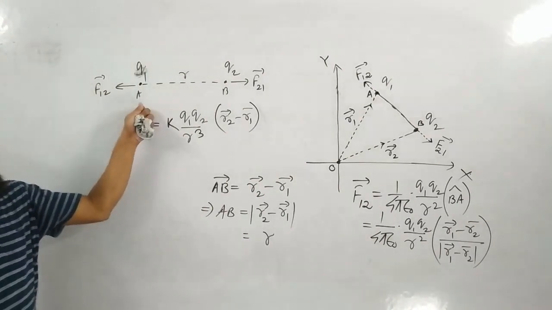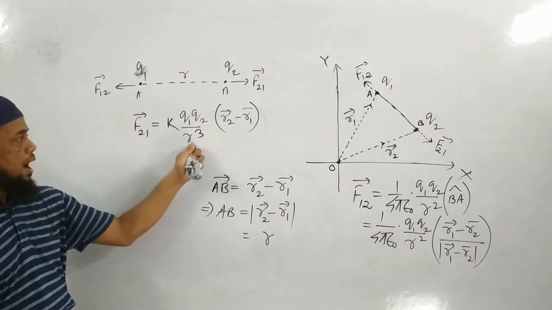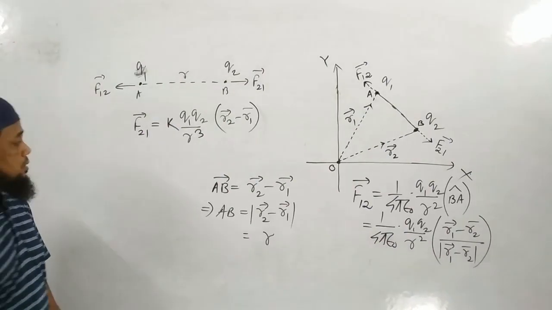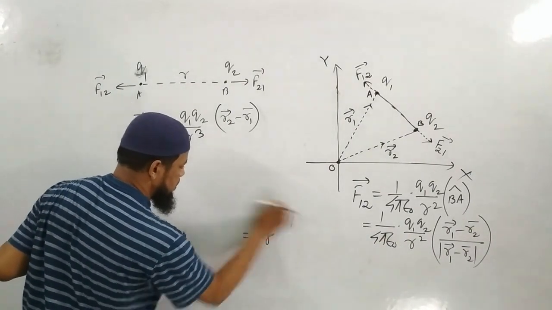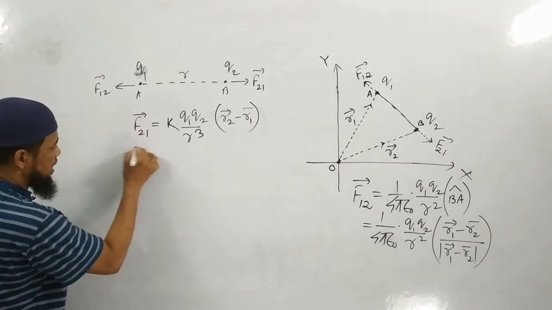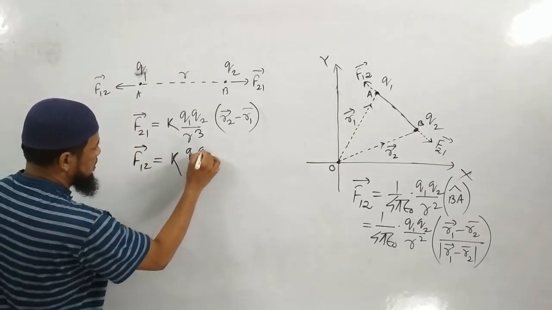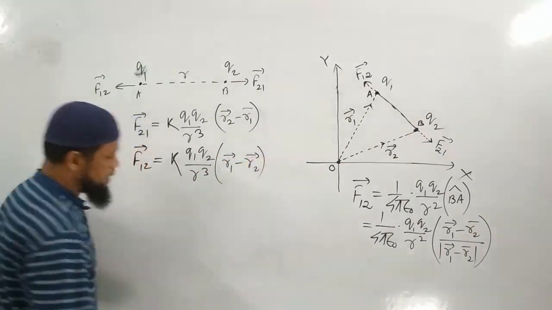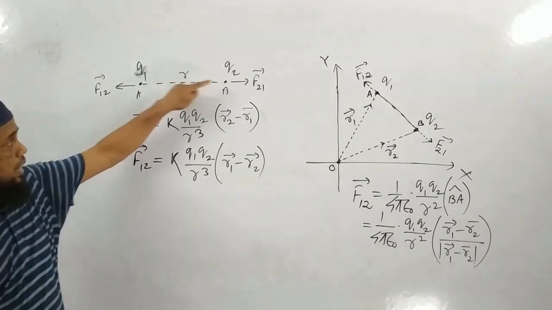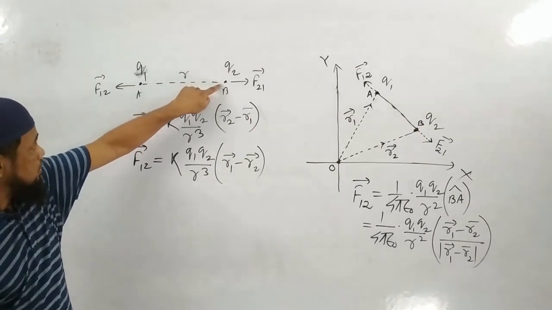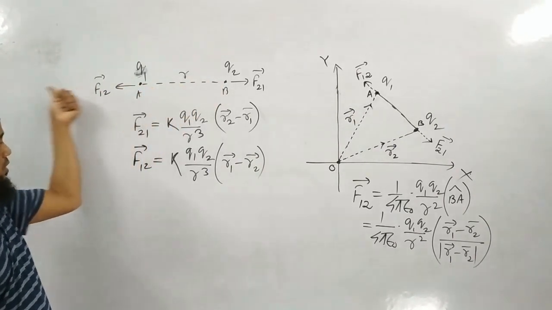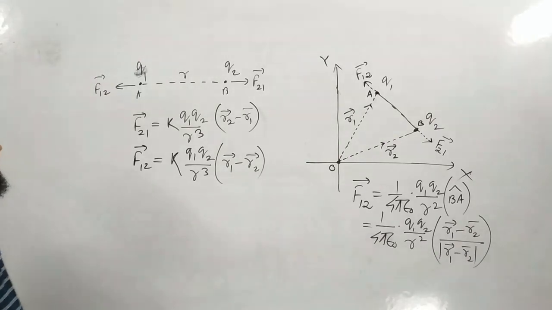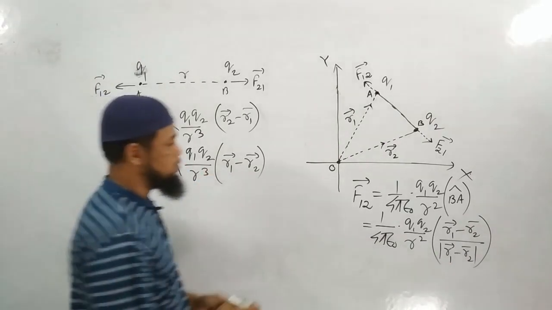This is F21 bar: K Q1 Q2 divided by R cube, times R2 bar minus R1 bar, position of the second charge minus position of the first charge. Similarly, F12 bar is K Q1 Q2 divided by R cube, times R1 bar minus R2 bar, position of the first charge minus position of the second charge. That is the direction of F12. Okay, this is Coulomb's law in vector form.